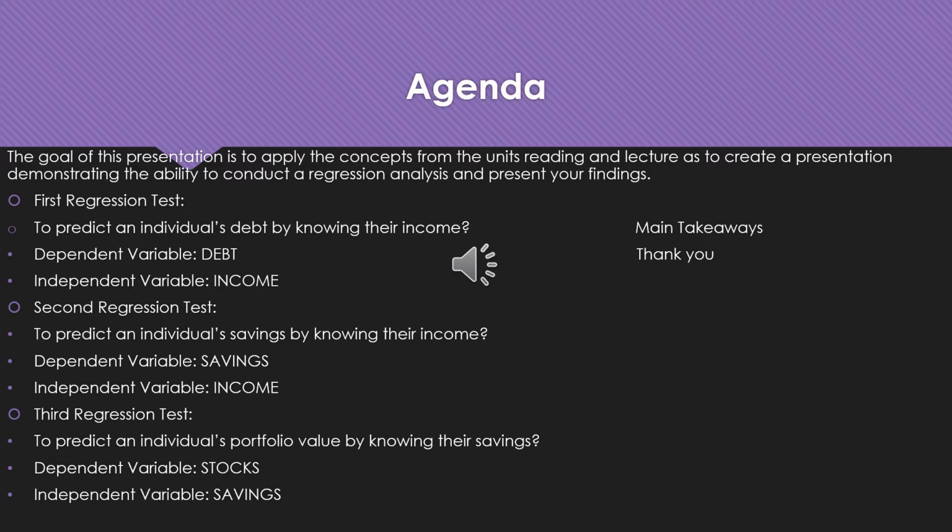Third regression test. To predict an individual's portfolio value by knowing their savings. Dependent variable stocks and independent variable savings. Then there'll be main takeaways, and thank you.